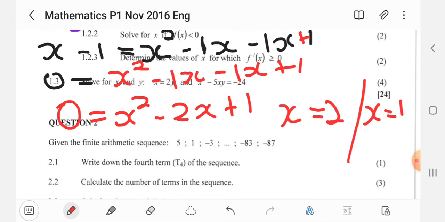So what you do, no one has to know that you didn't factorize, so you just do it like this, and then this is where you will have your x.